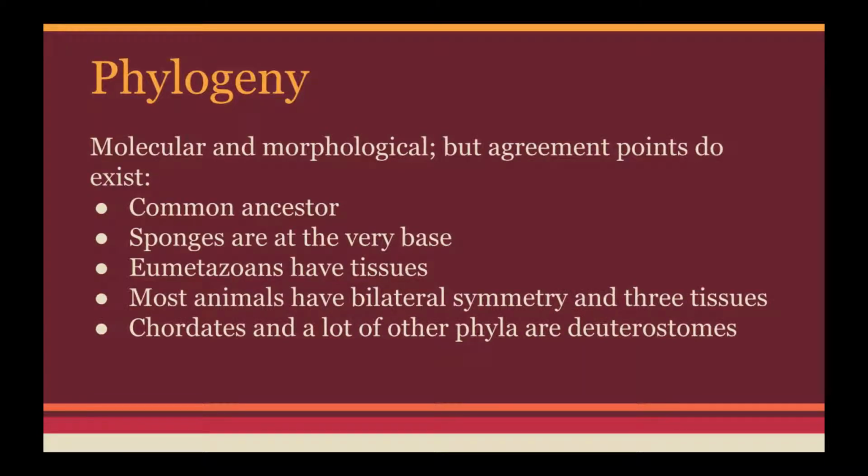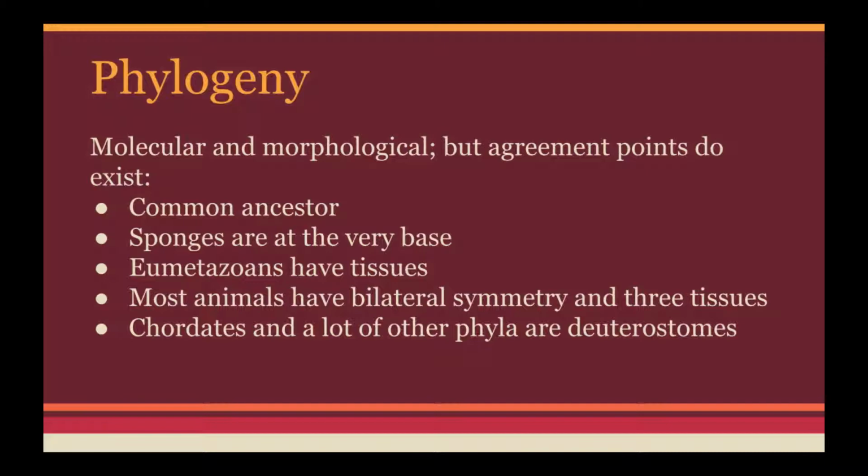Phylogeny is the development and diversification of life. But there are two different life trees. One is based upon the morphology of animals, and the other one is based on the molecular data gathered. Although they're different, all the scientists agree on five things: that there is a common ancestor to all the animals.